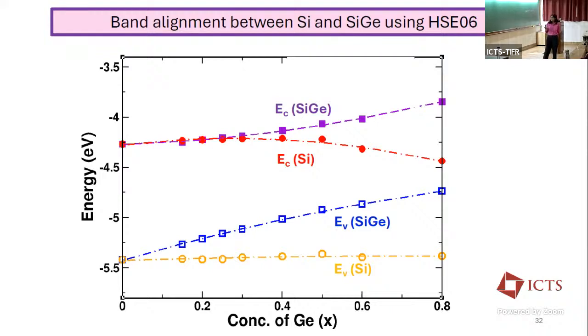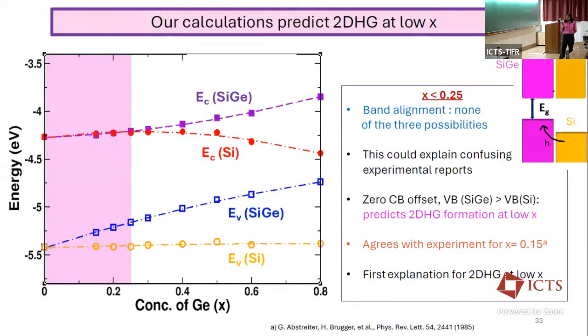So this is the energy. I've placed the conduction and valence band edges of these materials. So this is the silicon germanium conduction band edge. This is the silicon conduction band edge. These are the valence band edges of these materials calculated for different concentrations of germanium. So if I look at this graph at very low concentrations, till about 0.25, you see that the valence band has a certain offset, but there is zero conduction band offset in the two materials.